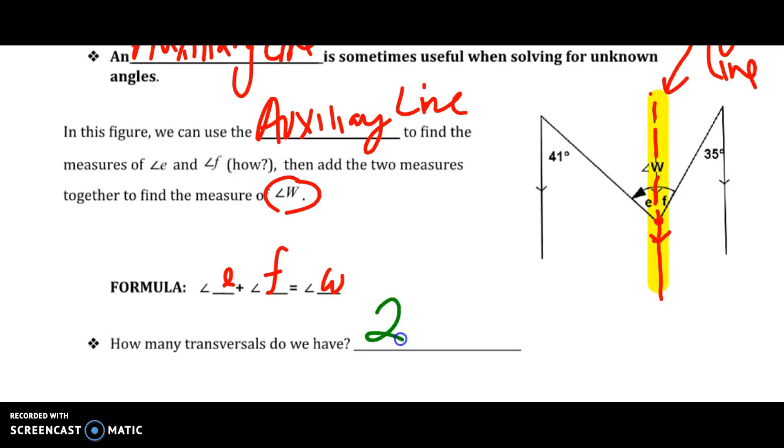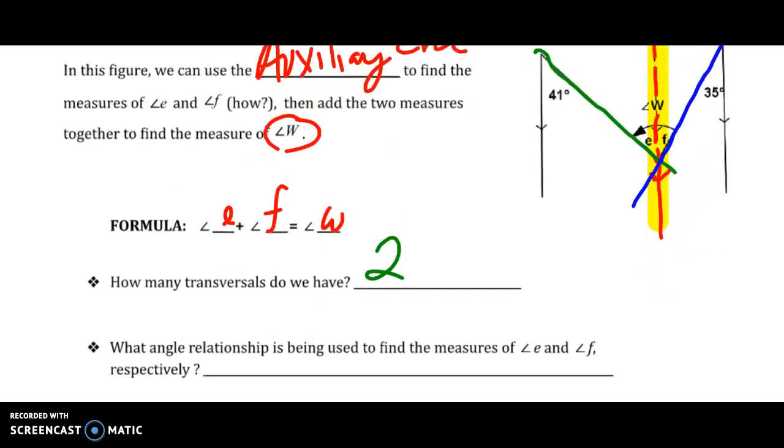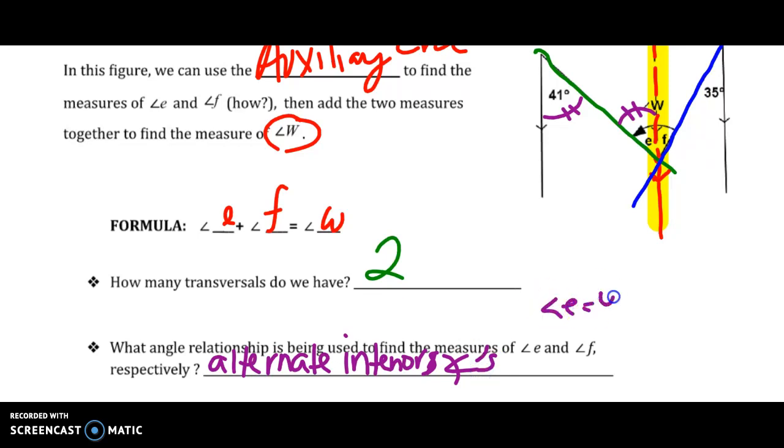So we have 2 transversals. Here's one of them. And here's the other one. And they interact with that auxiliary line separately to create those special angle measurements. So how does E correlate on that green transversal? Well, those are alternate interior angles again. You won't always have to use alternate interior angles. Those are just the examples that happen to be at the beginning of this lesson. Okay. So angle E equals 41 degrees.